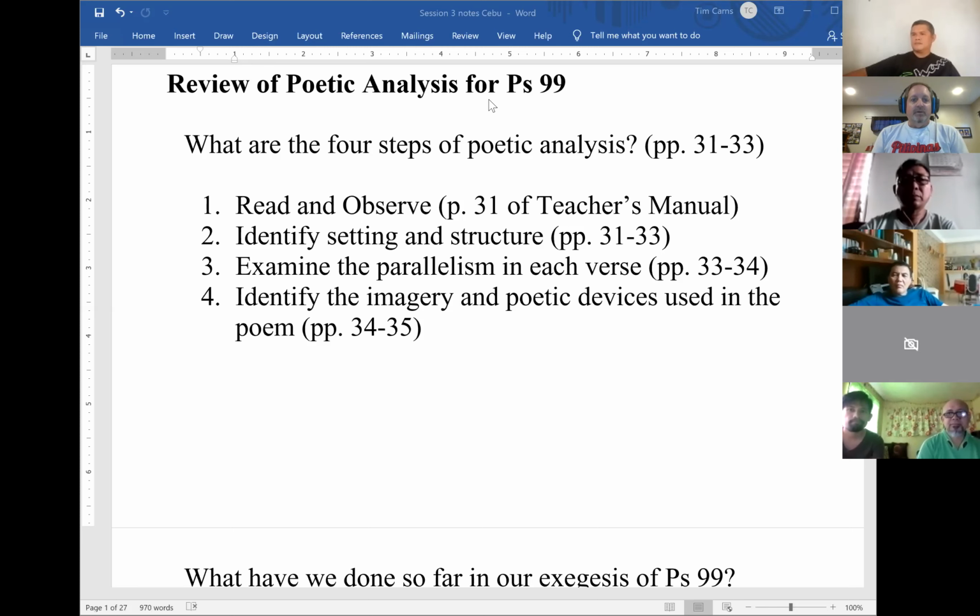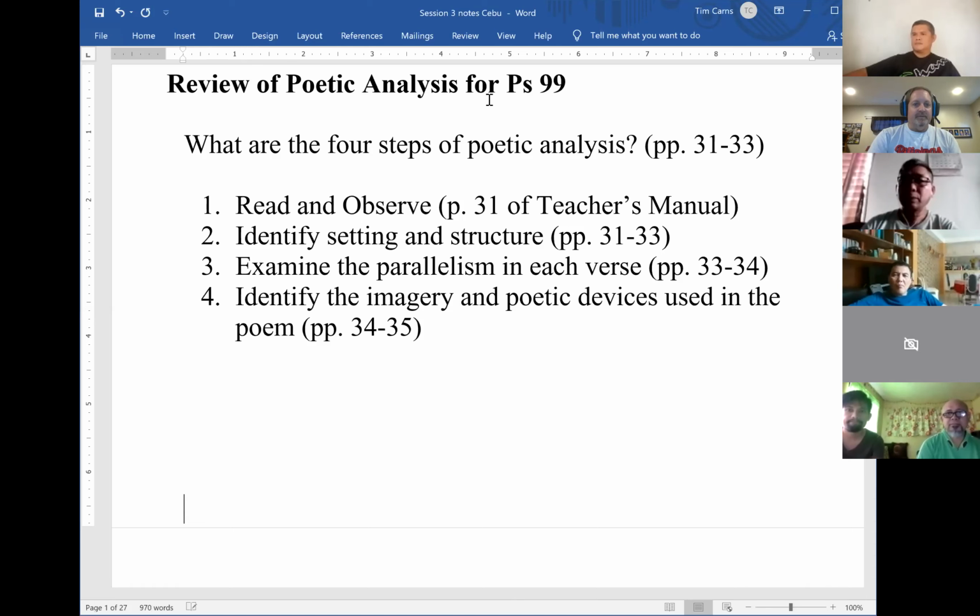All right. Well, let's just remind ourselves kind of where we're at here. We've, of course, been looking at Psalm 99 as an example passage to walk through together, doing each of the steps. And let's remind ourselves of the 4 steps of poetic analysis. Read and observe, which we've done for Psalm 99, and then identify the setting and the structure.